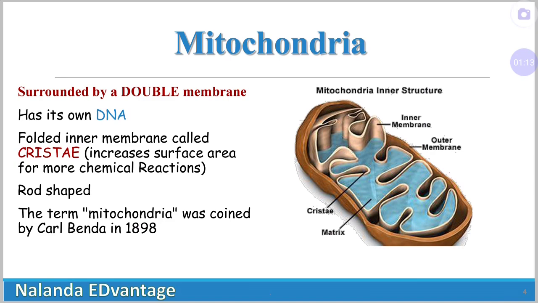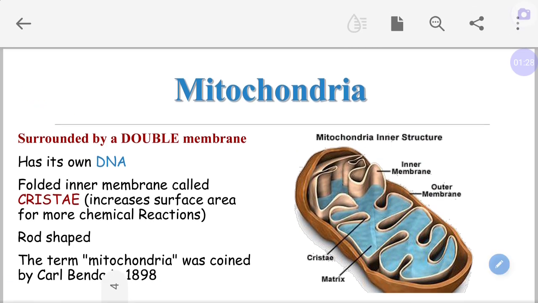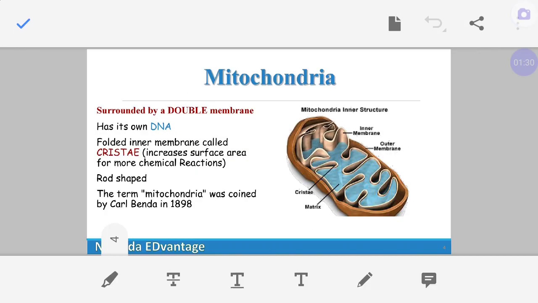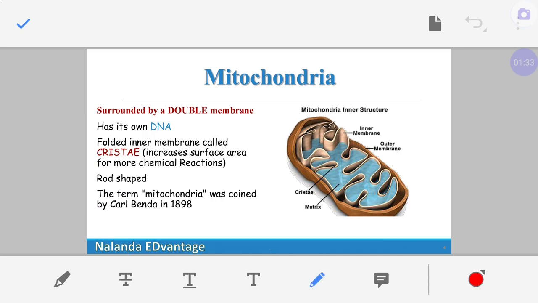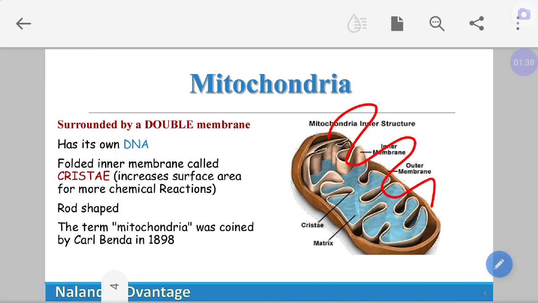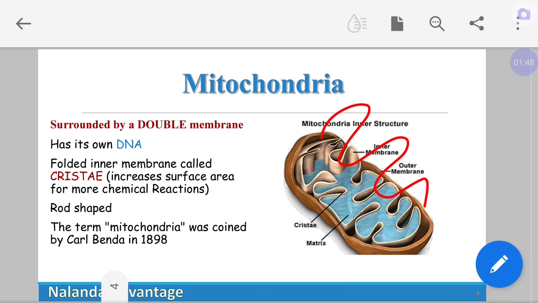Now let's talk about the structure. Mitochondria is surrounded by a double membrane. As you can see here, the inner membrane as well as the outer membrane. It has its own DNA, hence it's semi-autonomous. The inner membrane, as you can see here, is folded. They are folded in this pattern and they are known as cristae. They are rod shaped and the term mitochondria was given by Carl Benda in 1898.